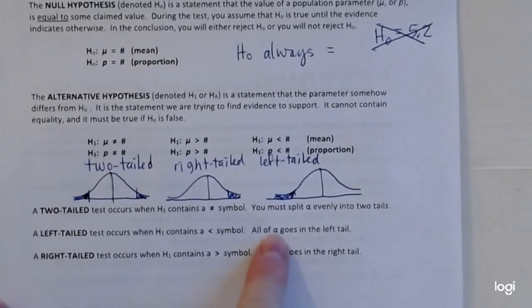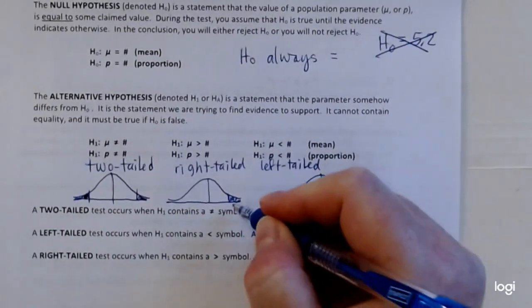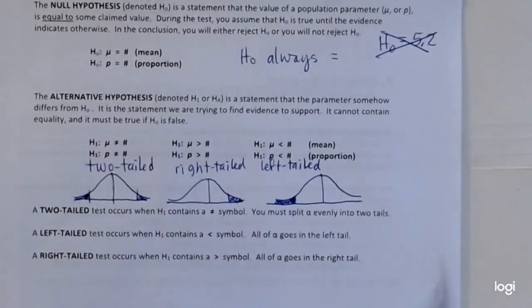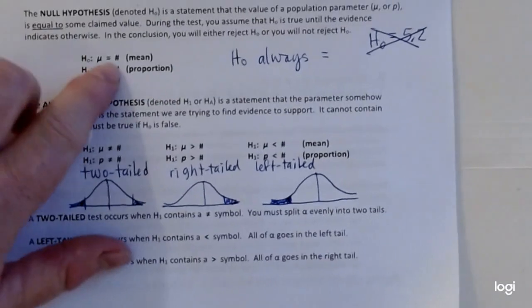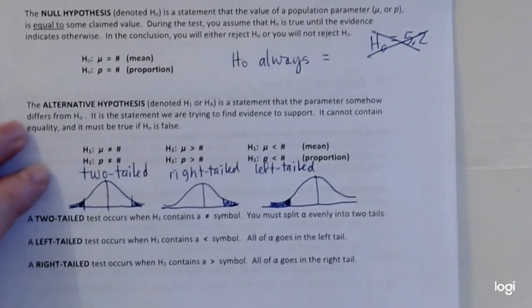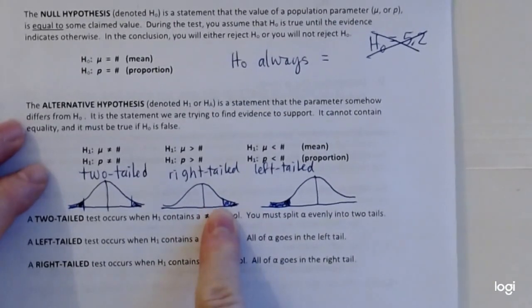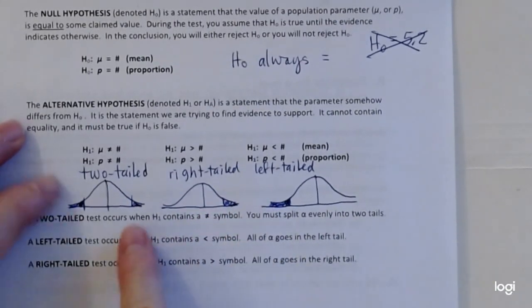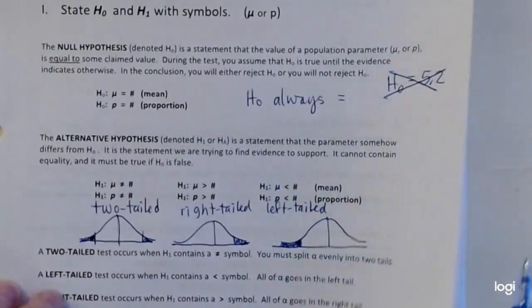Alpha is the probability that we're looking for to determine that the probability is very low that H0 is true. In a left tail test, all of that probability is down at this end. In a right tail test, all of that probability is at this end. And in a two tail, it's split between the two. All right.